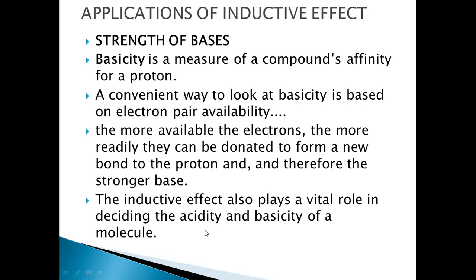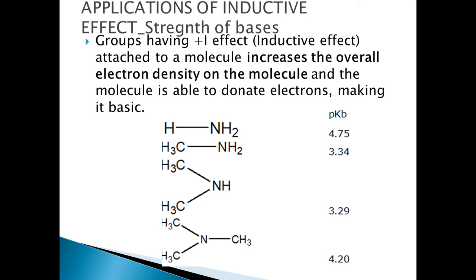Inductive effects also play a role in determining the strengths of bases. This is illustrated in this example. Here we have ammonia, methylamine, dimethylamine, and trimethylamine, with their pKb given here. This is pKb, the counterpart of pKa, denoting the strength of bases. And as in the case of pKa, the lower the pKb, the stronger the base.